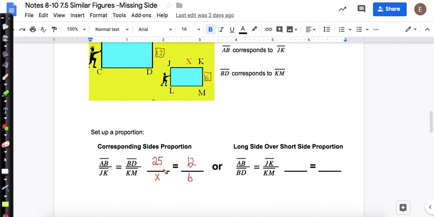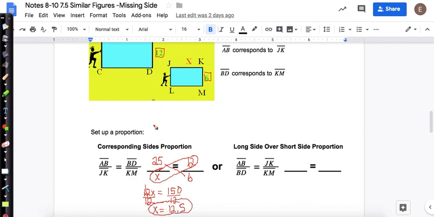But now, since we have an X value, we can find out what it is. So we're going to do our cross products, and remember, we did this earlier in the year. 12 times X is 12X, and 25 times 6 is 150. Now, remember, we're solving for X, so I need to do the opposite of multiplication, which is division. 12 divided by 12 is a 1 in disguise, and 150 divided by 12 is 12 and 5/10.